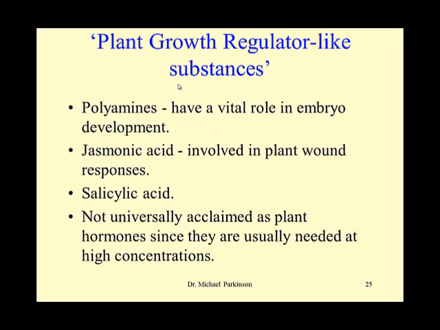There are also plant growth regulator-like substances. Now these are substances that have plant growth regulator-like activity, but they're effective at much higher concentrations than plant hormones. So plant hormones would typically be effective at micromolar concentration, whereas plant growth regulator substances may be necessary at millimolar concentrations, so a 1,000-fold increase. So there are compounds like polyamines, which have a vital role in embryo development. I'll be talking much more about them when I talk about somatic embryogenesis.